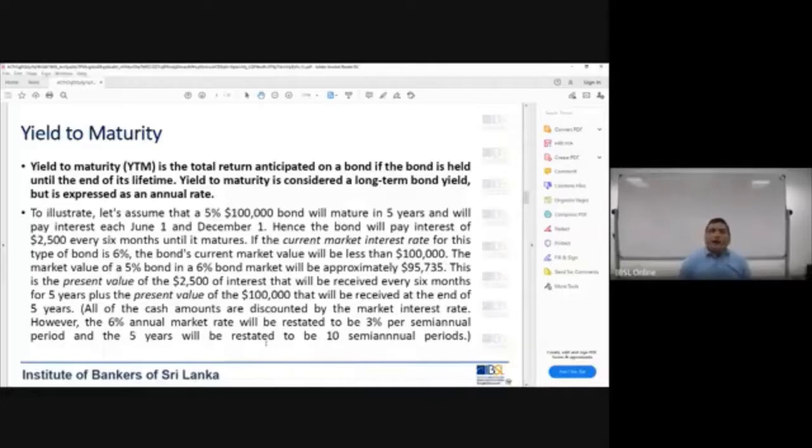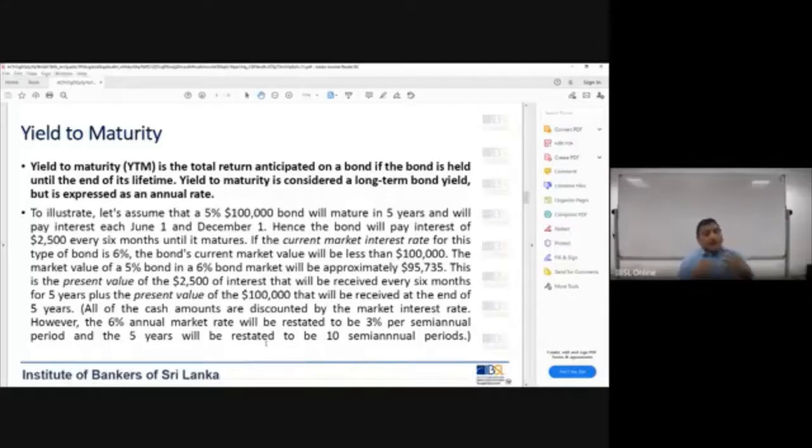So you are actually having a return 1% less than the current market interest rate with respect to this type of bond. You should receive 6%, but you are receiving only 5% because this bond is paying 5. So what you basically do in such circumstances when you are buying a financial asset is adjust your purchase price for that additional 1% interest rate that you require.